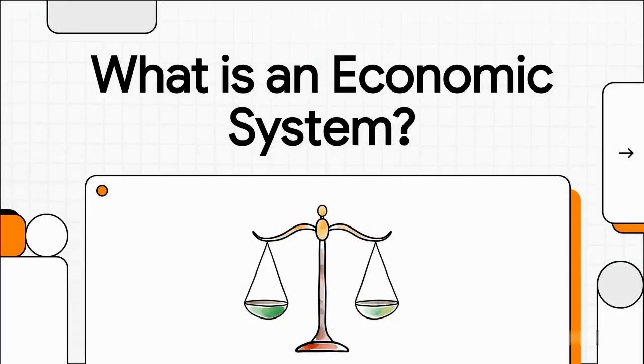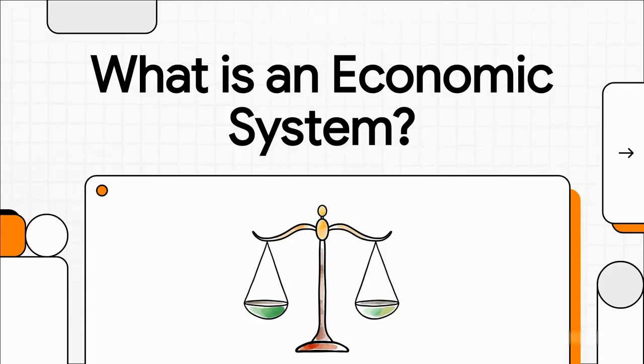Have you ever wondered why some countries seem so rich while others struggle? Or, why you can walk into a store and find a million types of cereal, but maybe things like healthcare feel out of reach? Well, the answer, or at least a big part of it, comes down to something called an economic system. So, let's get into it.